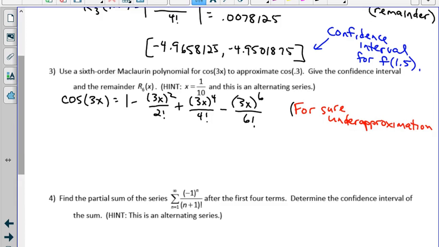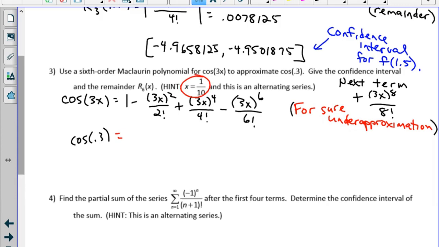And the reason that I know that for sure is because the next term is going to be positive (3x) to the 8th over 8 factorial. And because that's the next term, and I'm going to add the next term, whatever I get for the 6th order is going to be under what the actual value of cosine of 3x is at whatever value of x we have. So what I'm going to do to approximate cosine of 0.3 is I'm going to substitute in 0.1 or 1/10 for x, and notice that this is an alternating series.